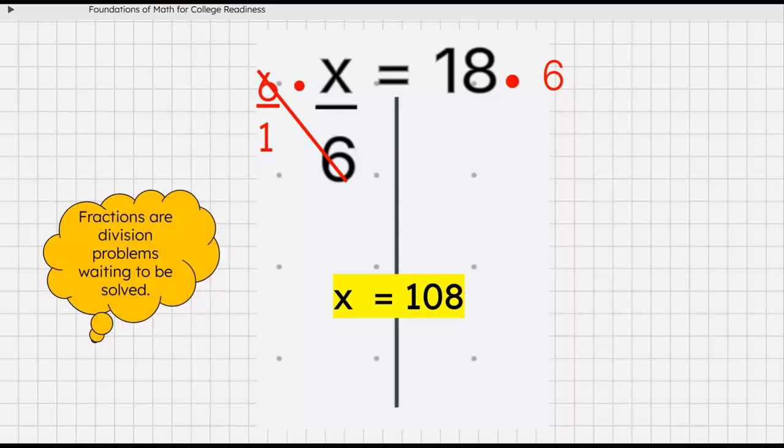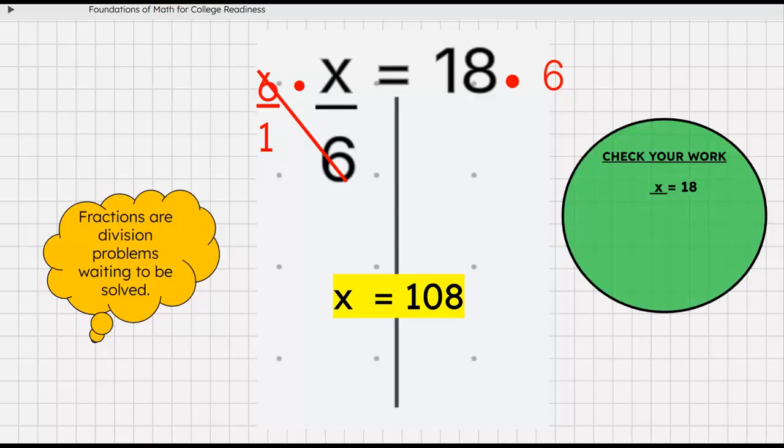Don't forget to check your answer. So x over 6 was equal to 18. That was our original equation. We're going to substitute our 108 in for the x and get 108 divided by 6. Does 108 divided by 6 equal 18? Well, it actually does. 18 equals 18, so we are correct.